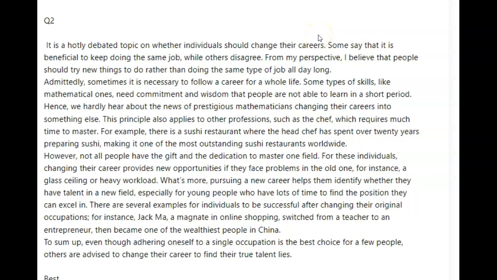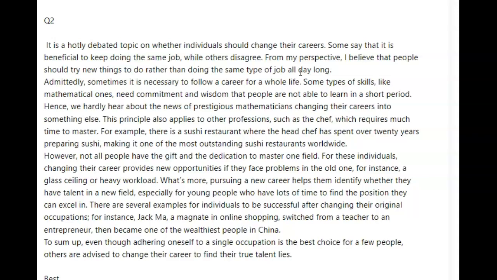So make that dichotomy clear here. That would have been better. And then this was fine. And then I didn't agree with this, the same job all day long. The question is not whether they should do it all day long, but whether they should do it for their entire career. All right, so that would have been a more accurate way of expressing this.